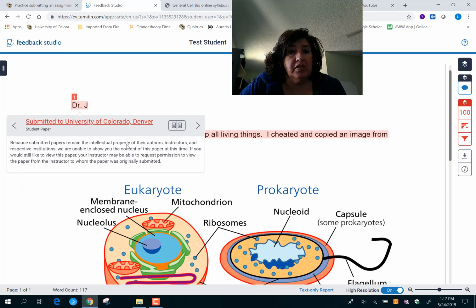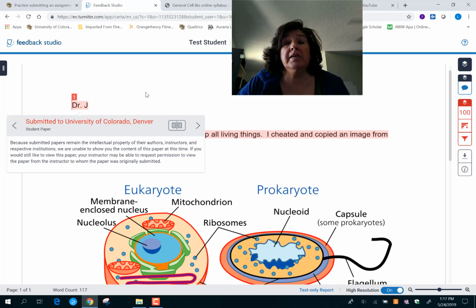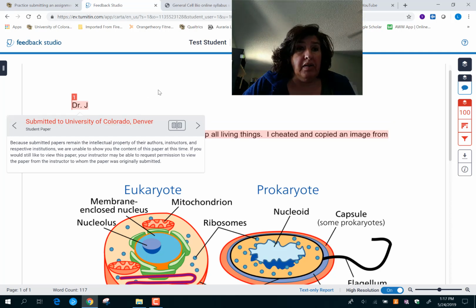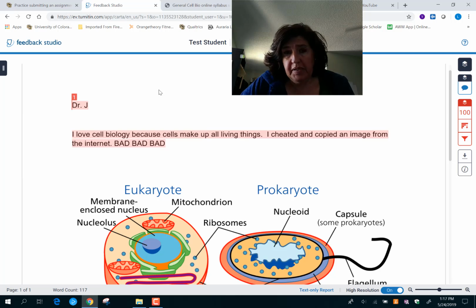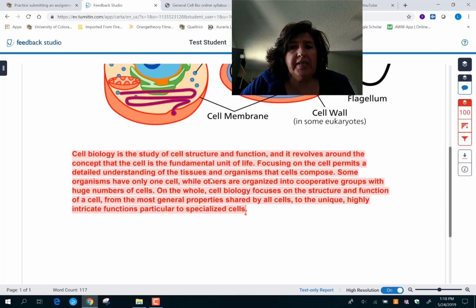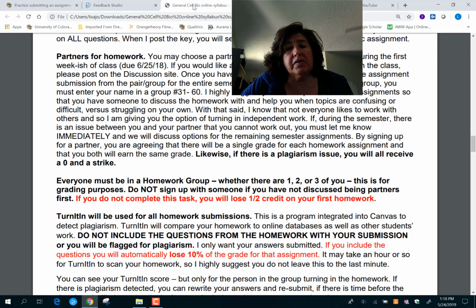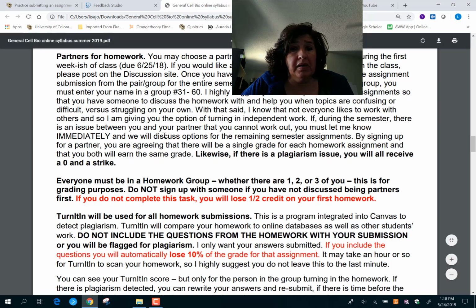You know, something submitted to University of Colorado Denver. If it's one of my students, I can see who exactly it is. It can take me to links on the internet. So I look through these, and if it's highlighting cell biology, I'm not going to worry about that, right? But when it's highlighting phrases that students wouldn't be writing on their own, that's when I get concerned, and that's when I will talk to you about plagiarism.